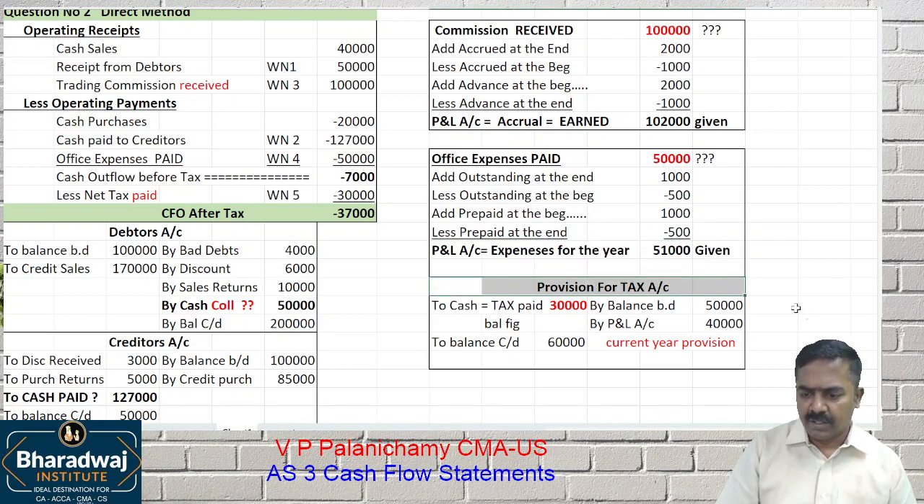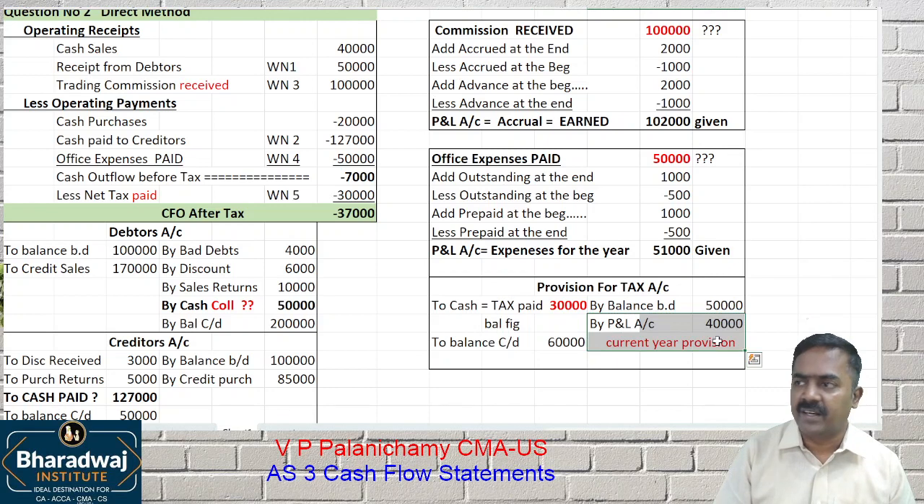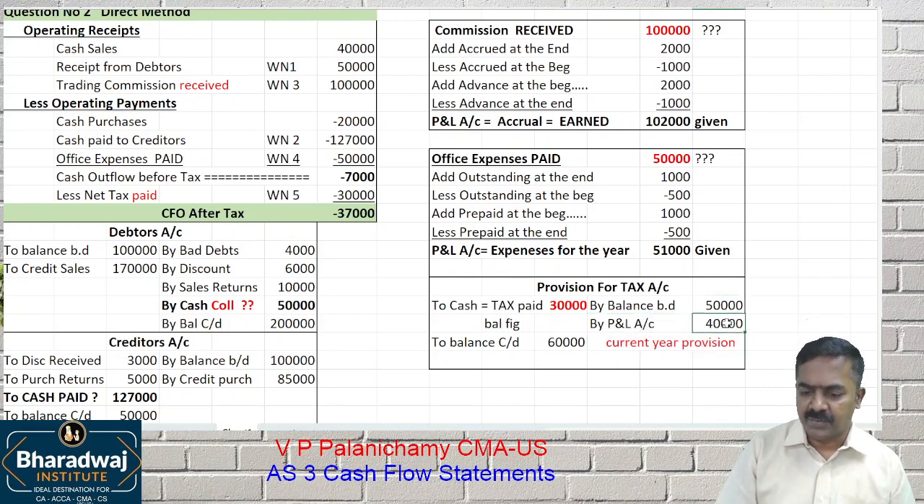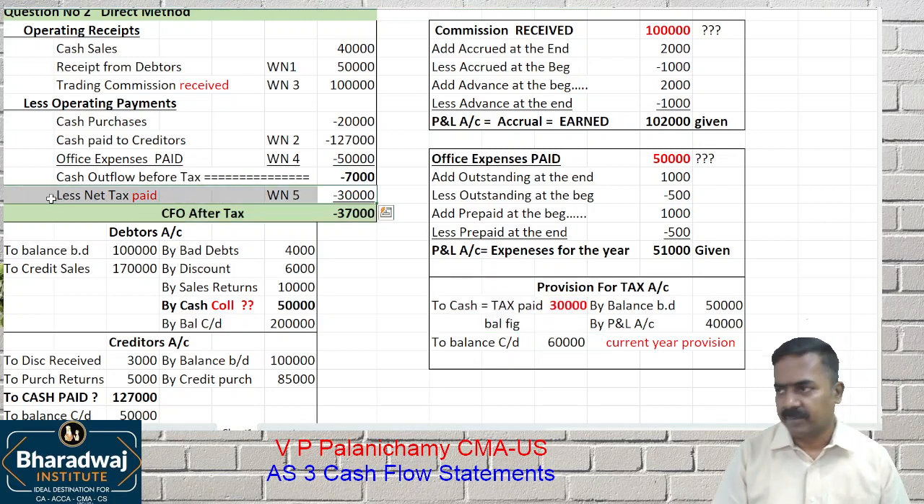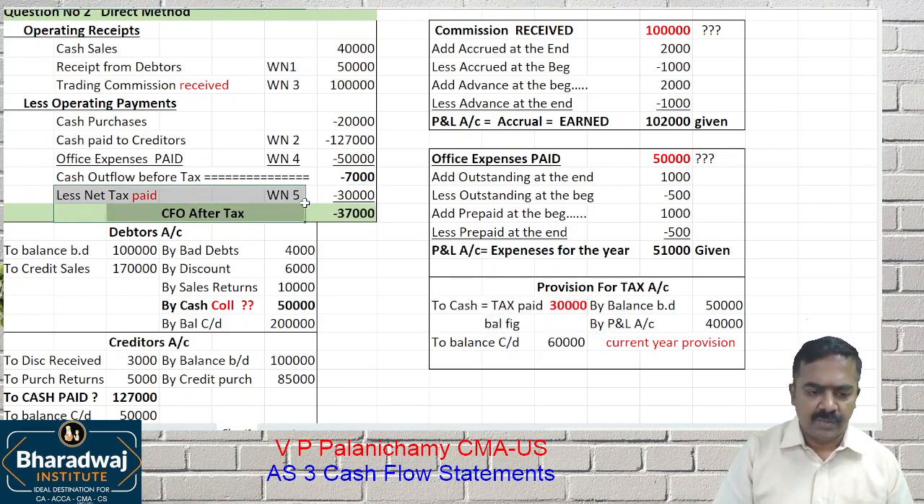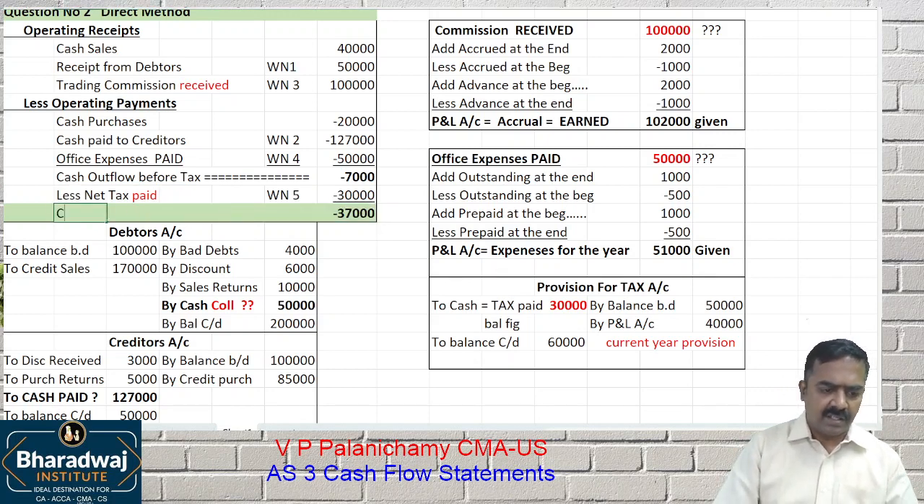Provision for tax: opening balance 50 given in the adjustment, closing balance 60. How much tax did you provide in the current year? 50 plus 40 minus 60. How much tax is paid? 30,000 paid. Whatever is paid will come in the cash flow statement. So we get cash flow after tax, or we can say cash outflow after tax.